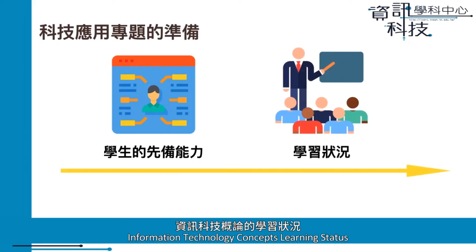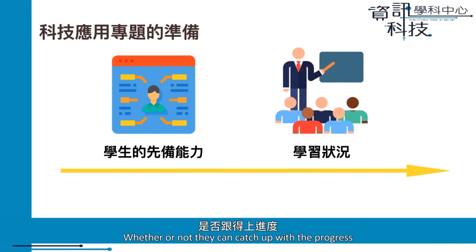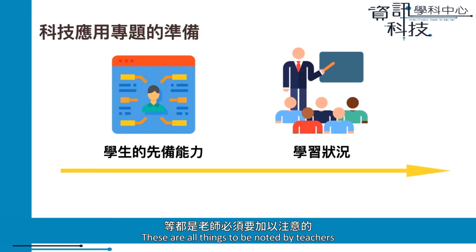Information Technology Concepts Learning Status. Be aware of whether or not the students understand the course content at all times, whether or not they can catch up with the progress, whether or not they can apply and perform in the project. These are all things to be noted by teachers.